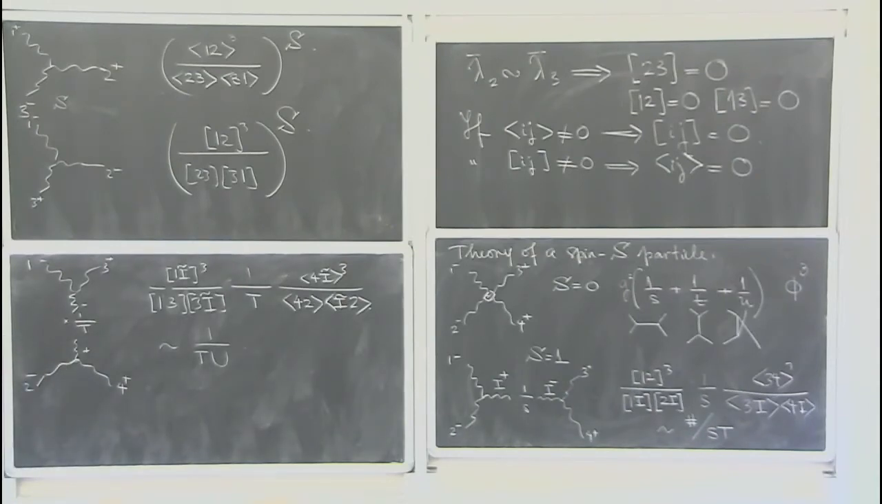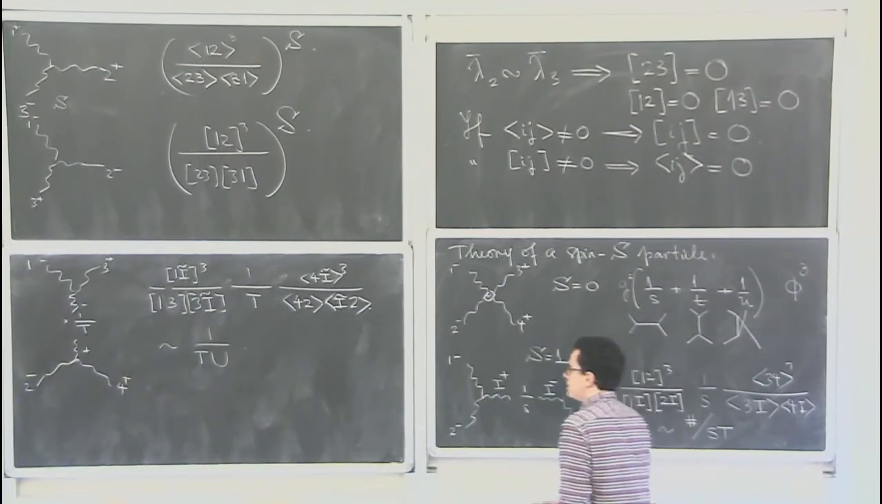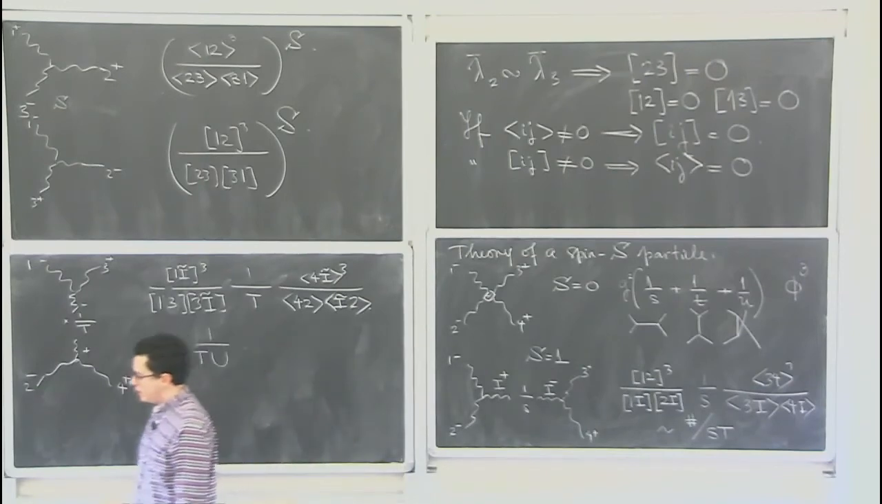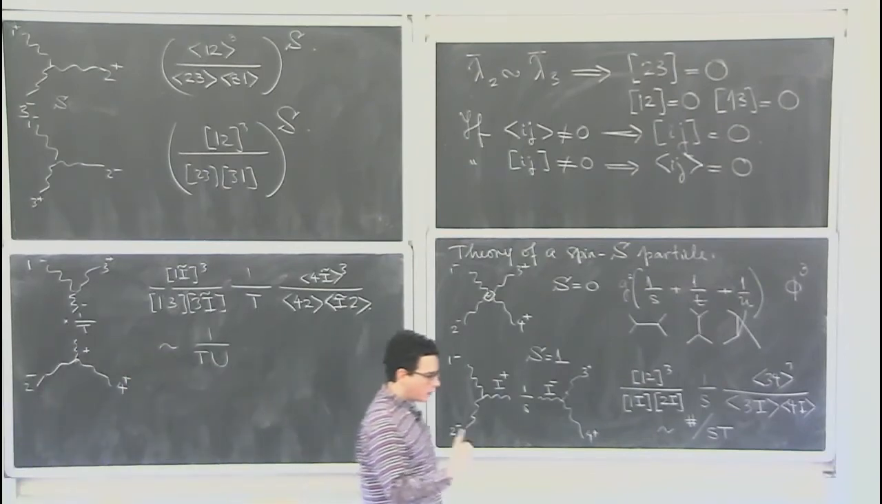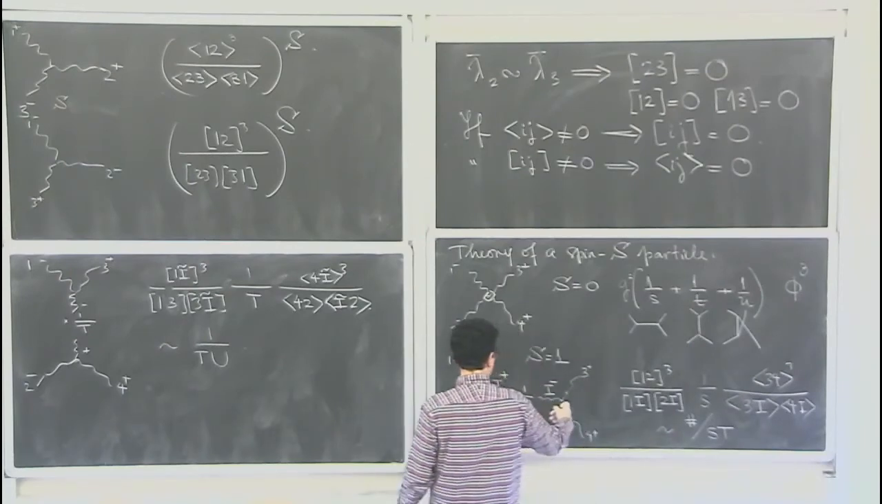So now you must go to the U channel and repeat the same exercise. Okay, so you go to the S, T, and U channel. You massage things a bit, and then now there's the last crucial thing, which is you already fixed the 3-point coupling constants.